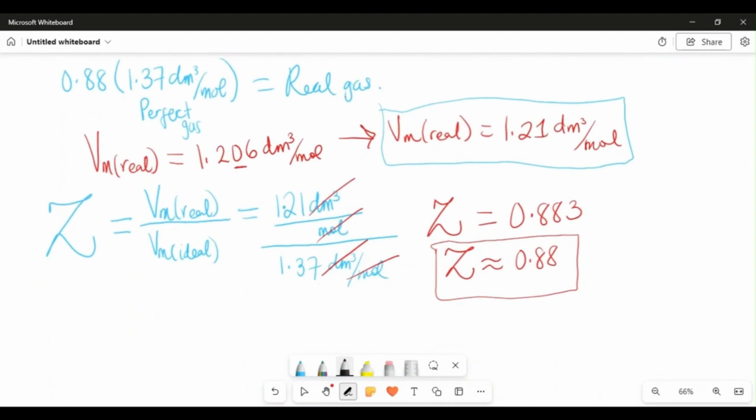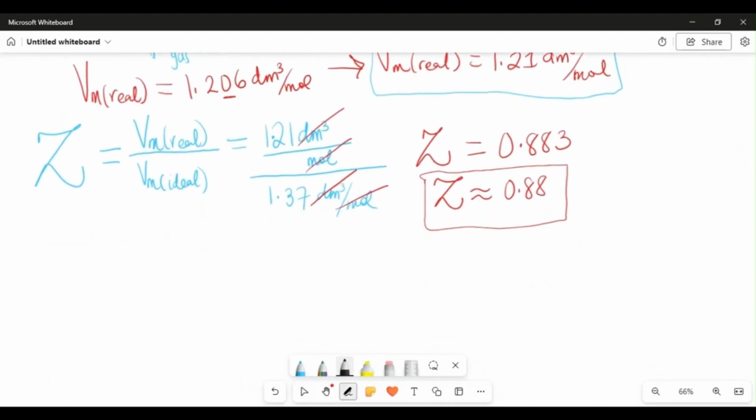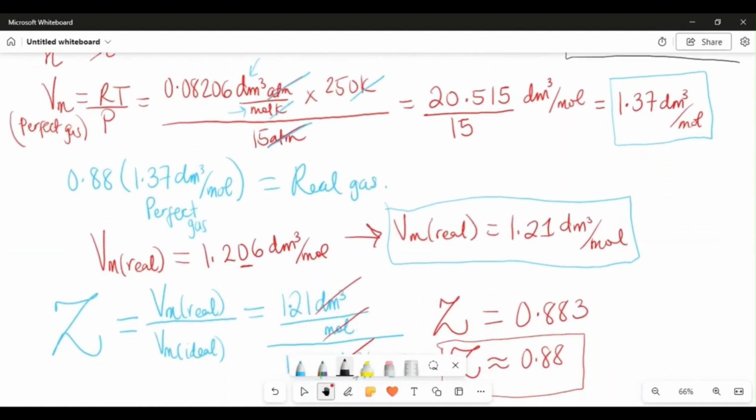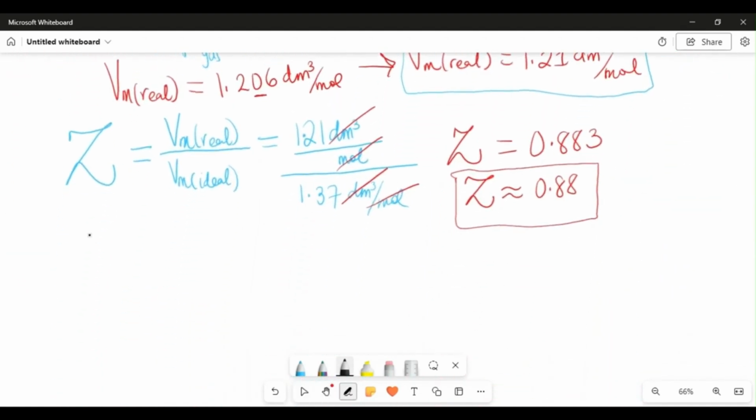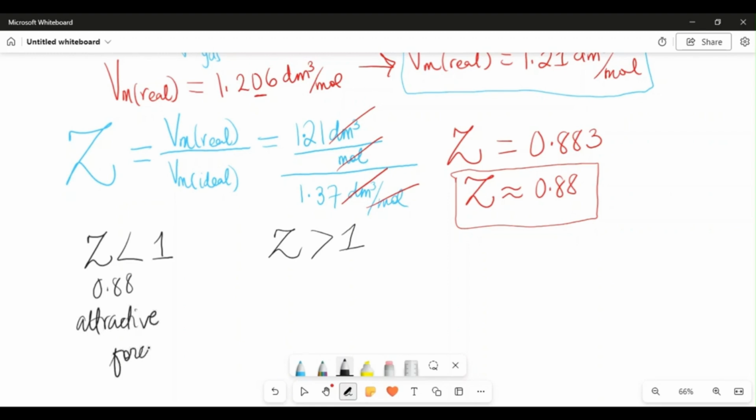Now, the third part of the question, we want to know whether the attractive forces are dominating in the sample, or is it repulsive forces that are dominating? Well, this is not hard. You just have to remember the concepts, right? Z less than 1 and Z greater than 1. When Z is less than 1, when the compression factor is less than 1, 0.88 like in this case, the attractive forces will dominate, right? They dominate in the sample. But in a situation where the compression factor Z is greater than 1, the repulsive forces dominate.